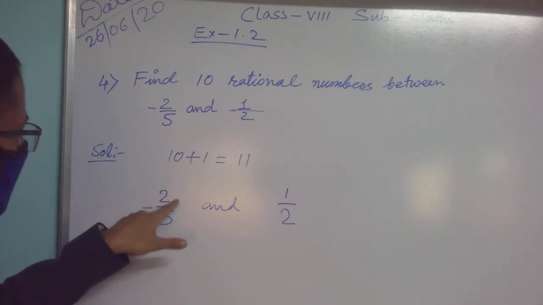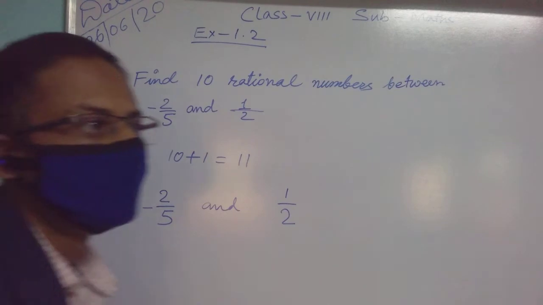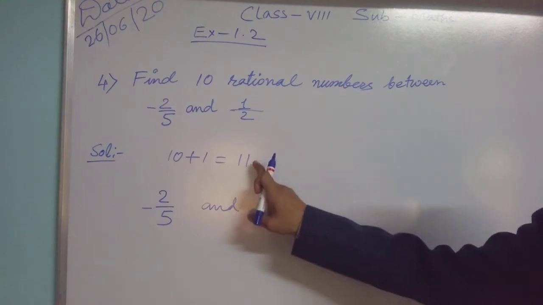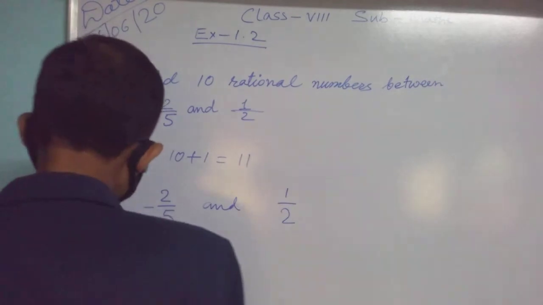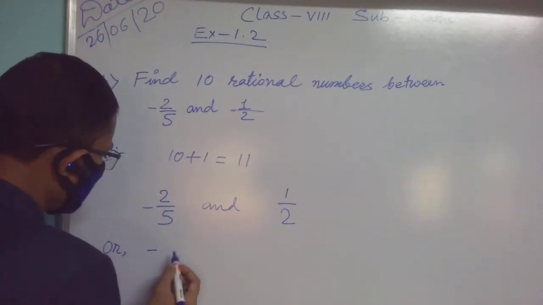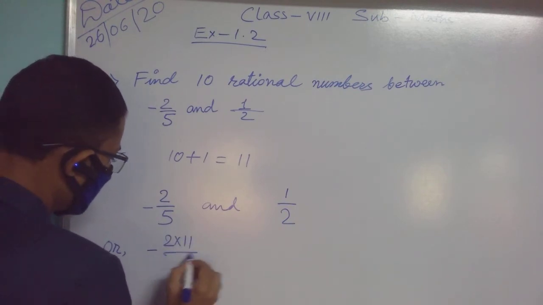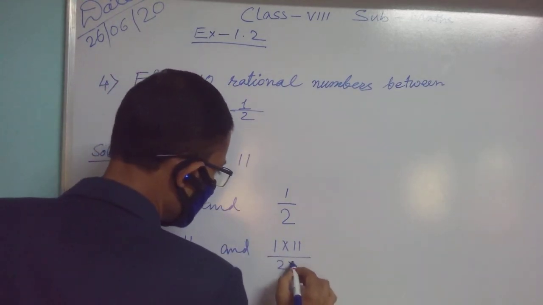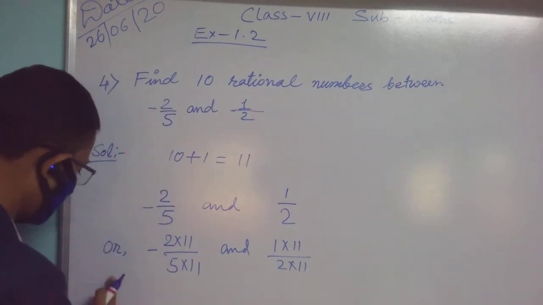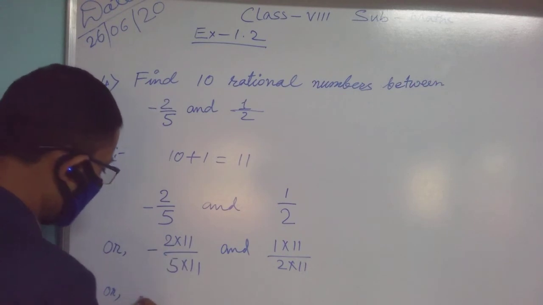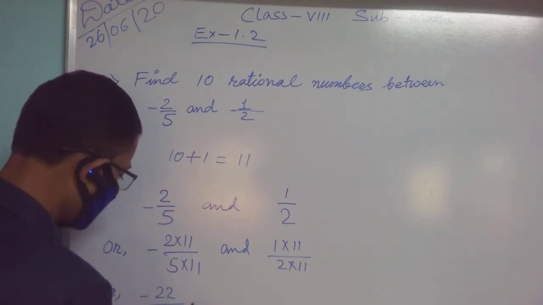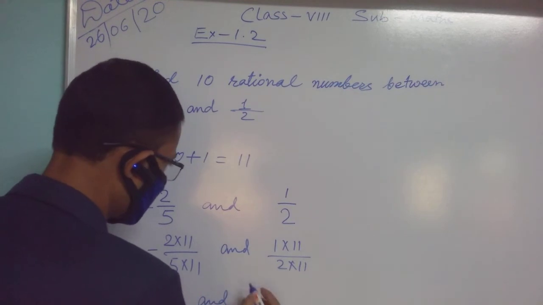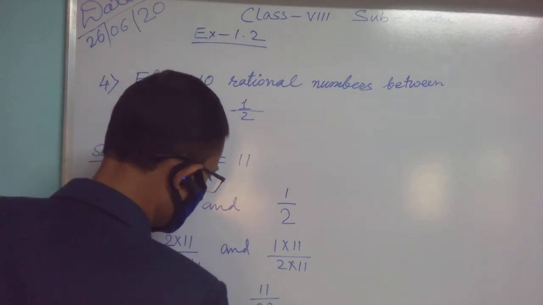Now, we will multiply the numerator and the denominator of both the rational numbers by this number, 11. So -2 into 11 by 5 into 11 and 1 into 11 by 2 into 11, or -22 by 55 and 11 by 22.